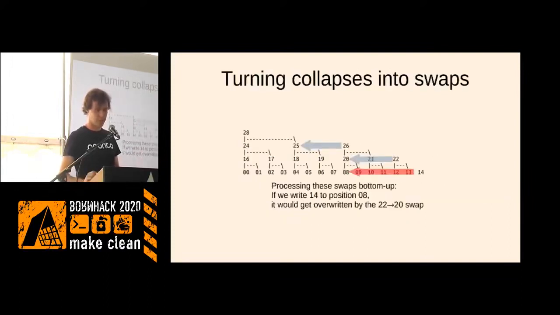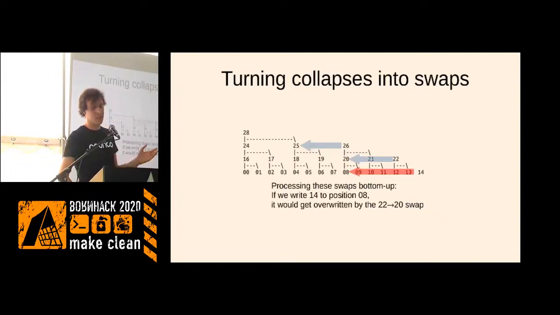Okay, but there's an issue, and this is why there's not only swaps, there's also these collapses, and that's basically because some of the swaps you would do would get erased later. So the red arrow is what is called a collapse, right? We're trying to move the 14 to 8, and if you do that, then it will get moved to the end by the next one, by the 22, 20, because the 22, 20 swap would move 8 and 9 with 12 and 13.